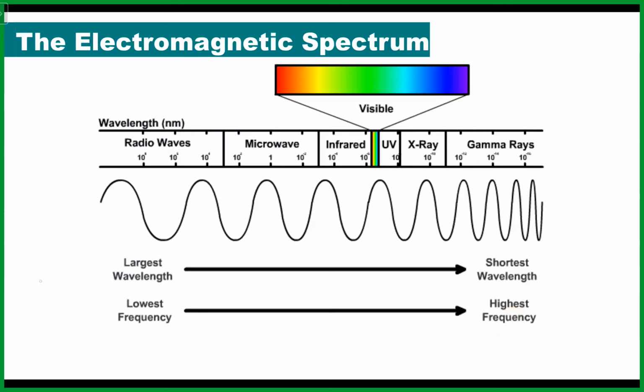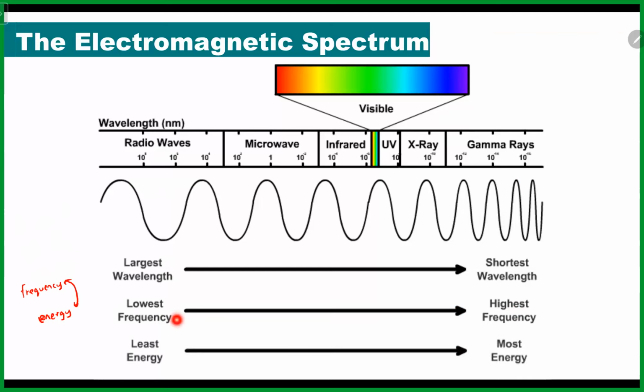Now, when talking about waves, we also talk about the energy of waves. And frequency and energy are two things that go hand in hand. So since radio waves have the lowest frequency, they also happen to have the least energy. And since the gamma rays have the highest frequency, they also happen to have the most energy. So from the radio waves to the gamma rays, you'd also see the energy increasing gradually across the electromagnetic spectrum.